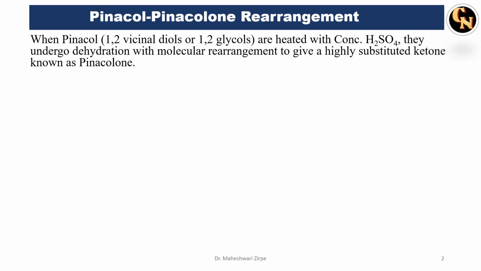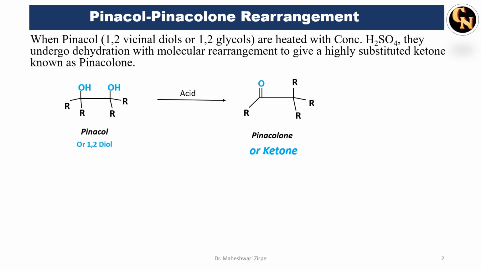So let us start our rearrangement series with the first one, that is Pinacol-Pinacolone rearrangement. In this rearrangement, 1,2 diols, also known as vicinal diols, are treated with acid and rearrangement takes place. The diol is converted into ketone. So let us see. This is the diol which you can see here, which is also known as Pinacol. So 1,2 diol is known as Pinacol.